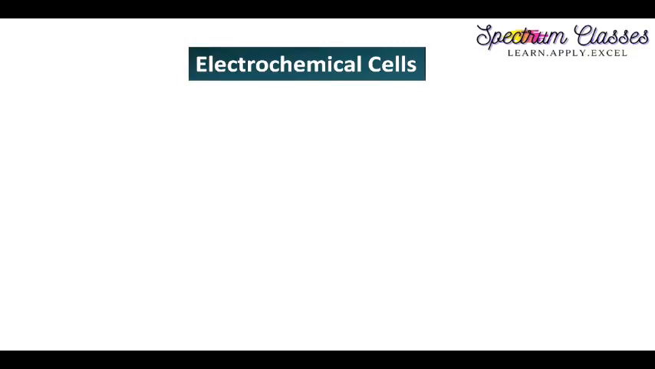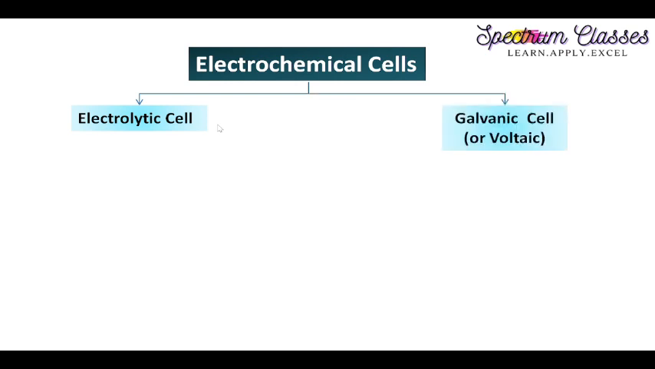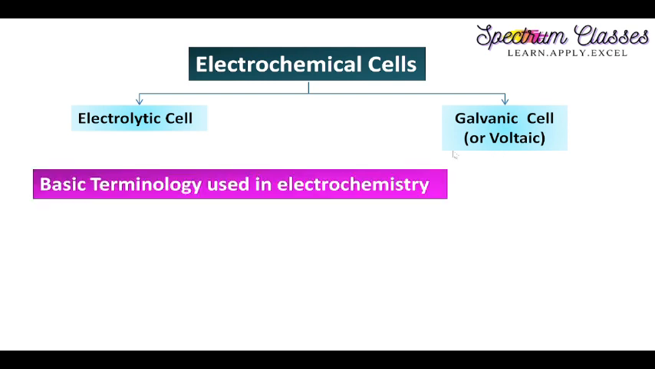In this video, I am going to discuss the electrochemical cells. There are two different types of electrochemical cells. One is the electrolytic cell and the other one is the galvanic cell. These galvanic cells are also known as voltaic cells. So in this video, I am going to discuss the basic terminology used in electrochemistry, and this will be very helpful for beginners.